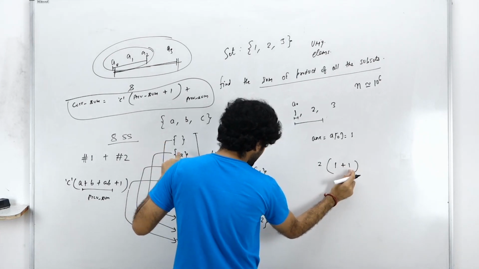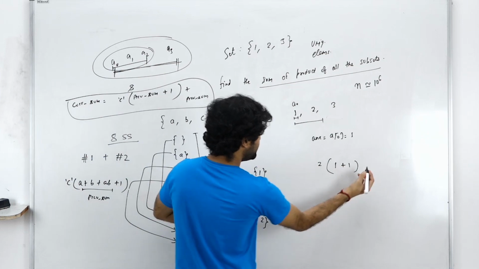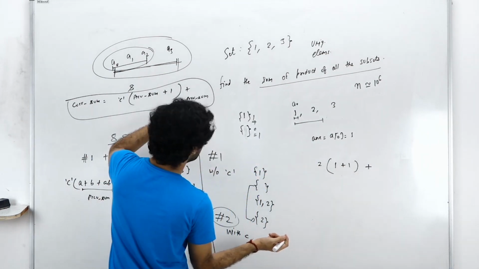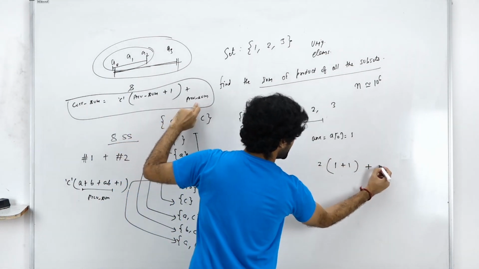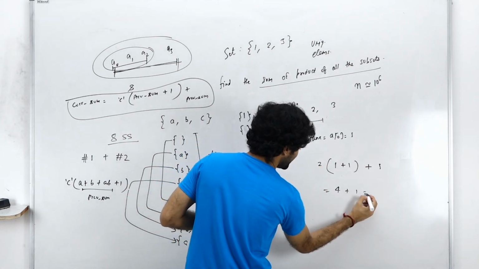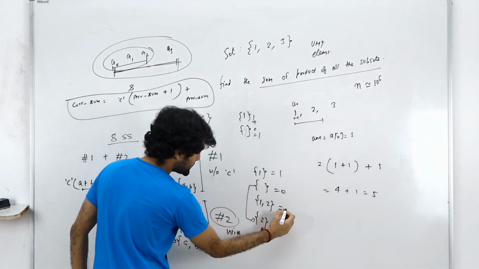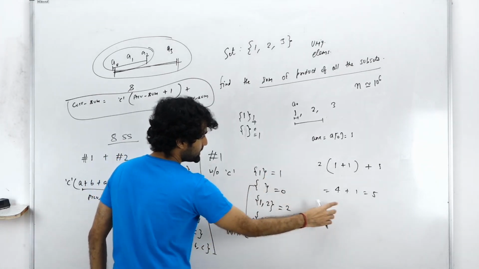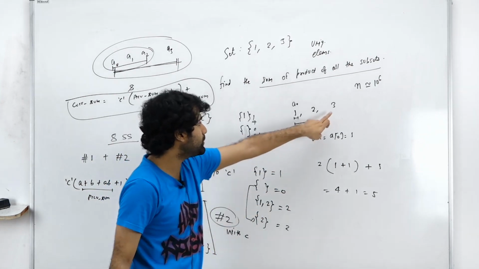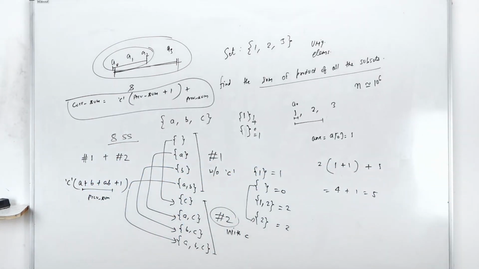Why this plus 1 I am doing? This is for that empty thing, right? And plus again the previous sum. The previous sum was 1. So this is 4 plus 1, which is 5. And here, if you take, this will be 1, this will be 0, this will be 2, and this will be 2. This thing is 5. Now again, the moment you include a new element, is everything clear till here? Just type in yes or no if you are getting this thing, right?